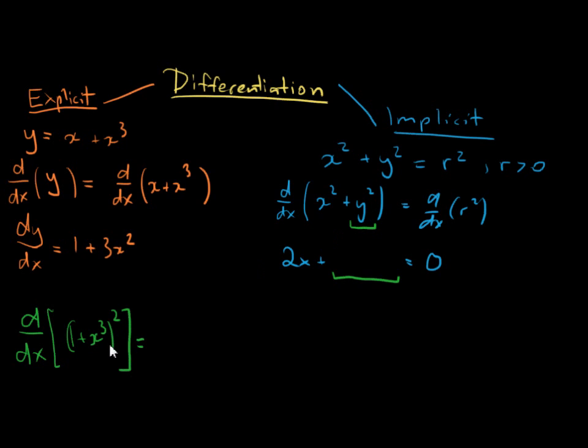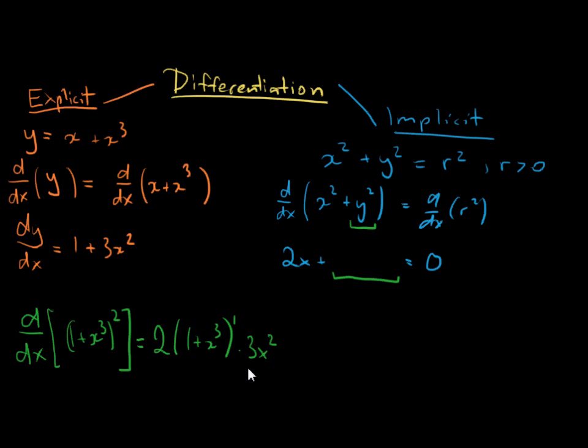And what do we do? Well, we treat this as if it was just something squared. So to differentiate something squared, you bring the 2 down, you get the something back, you minus 1 from the power, and then you get the derivative of the inside, which is, in this case, 3x squared. Differentiating 1 plus x cubed is 3x squared.